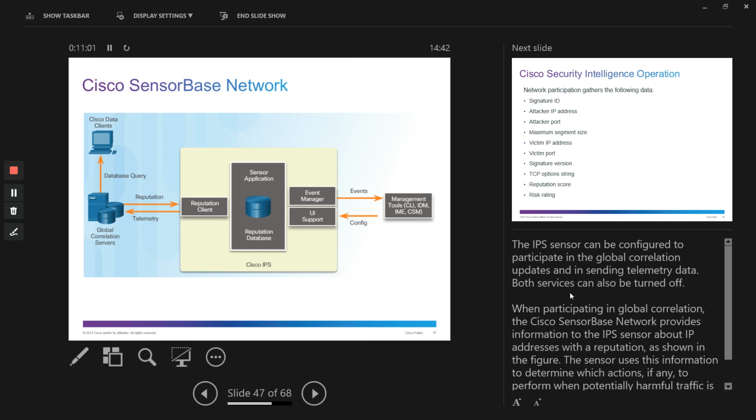The figure shows one architecture and how the IPS sensors can be configured to participate in global correlation updates. As a client, you can download the security updates from the Cisco databases, and you can also contribute to those databases as well. For example, if you come across any threat, you can turn on a setting on your IPS system, and that will automatically update those databases.